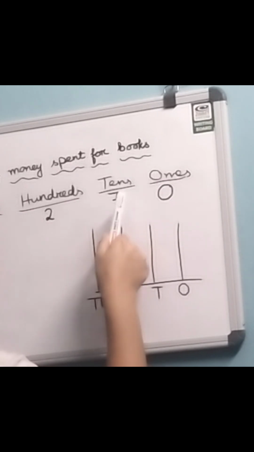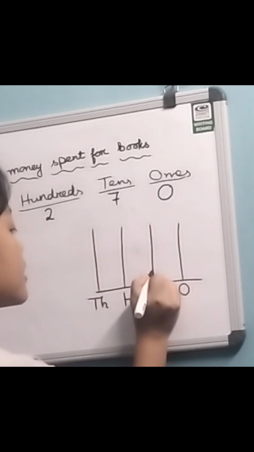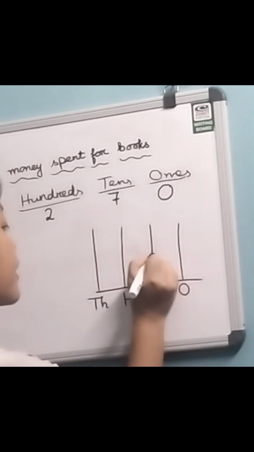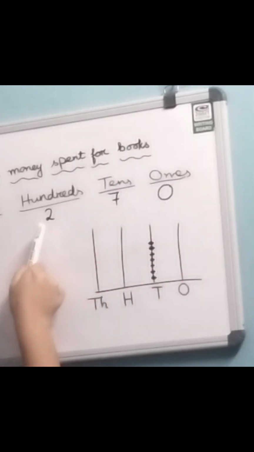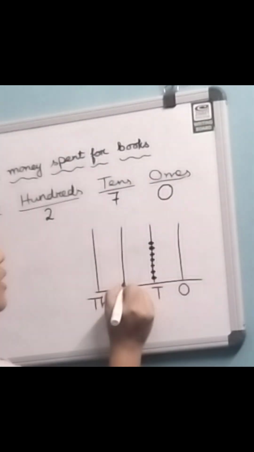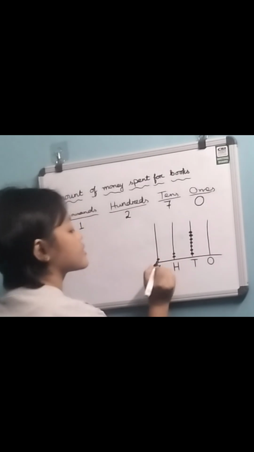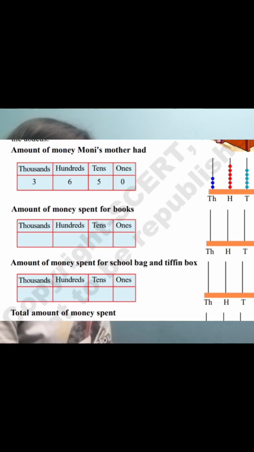And in place of tens, you have to draw 7 balls like this, 1, 2, 3, 4, 5, 6, 7. And in the place of hundreds, you have to draw 2 balls, 1, 2. And in place of thousands, you have to draw 1 ball like this. And that's how you have to do it. Okay, so let's move on to the next one.